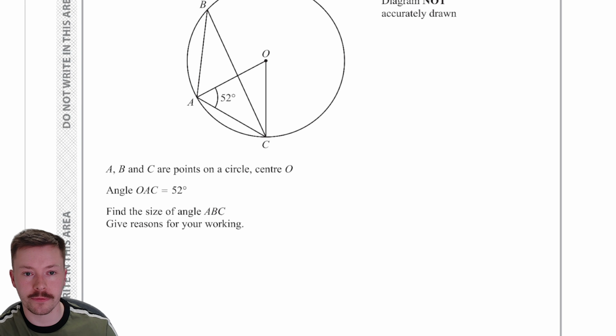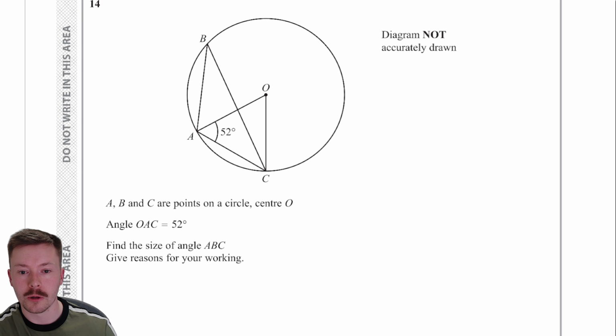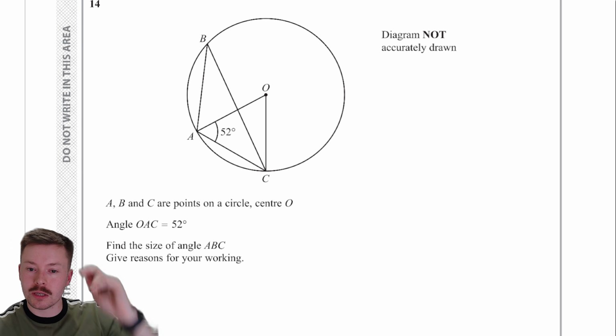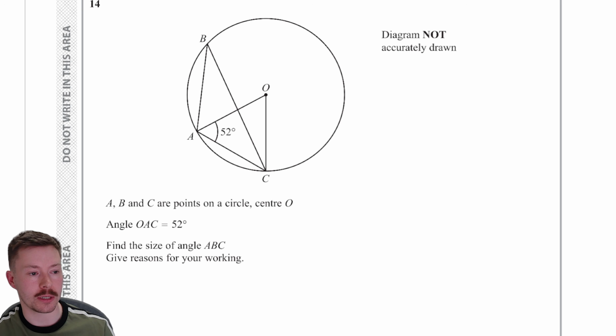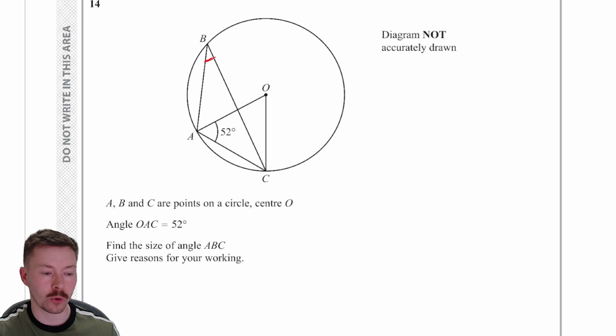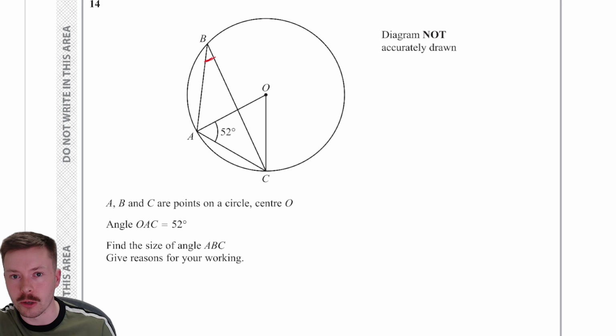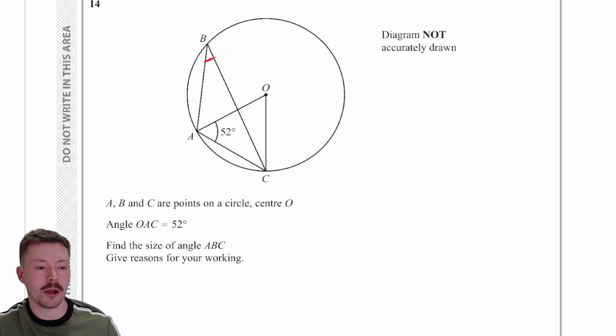Okay, so this is question 14, and we are told that A, B, and C are points on a circle centre O. Angle OAC is 52 degrees. Find the size of angle ABC. So we need to work out this angle up here. Give reasons for your working. Now, the way to do this is, well, I'll show you. Obviously, I'll show you. That's the whole point of the video.